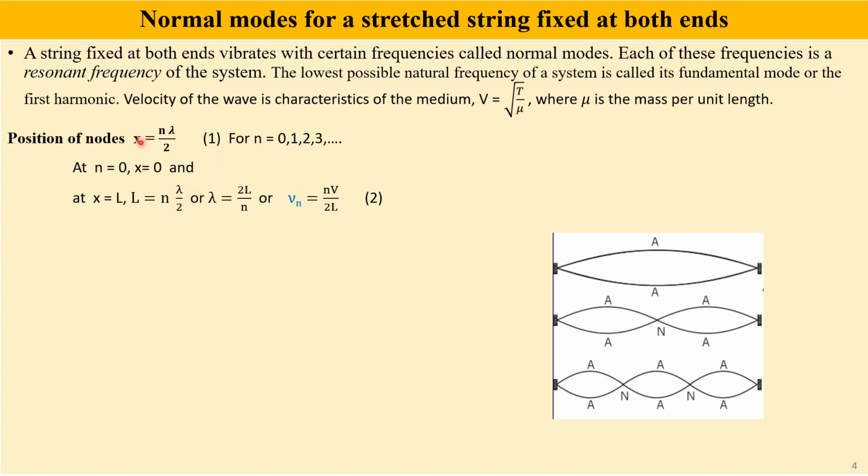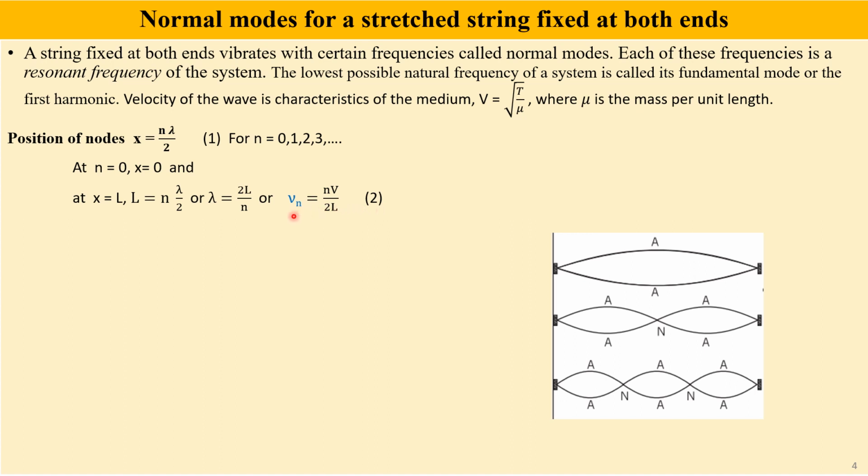Put x is equal to L. L equals n into lambda by 2, or rearranging, we get lambda is equal to 2L by n. We also know the frequency is given by velocity by lambda. Therefore, the frequency of oscillation nu n is equal to n into v divided by 2L. That is v divided by lambda, and the value of lambda is 2L by n. Let it be equation 2.